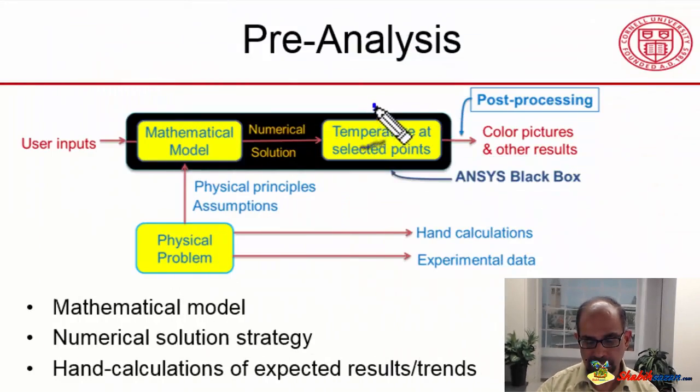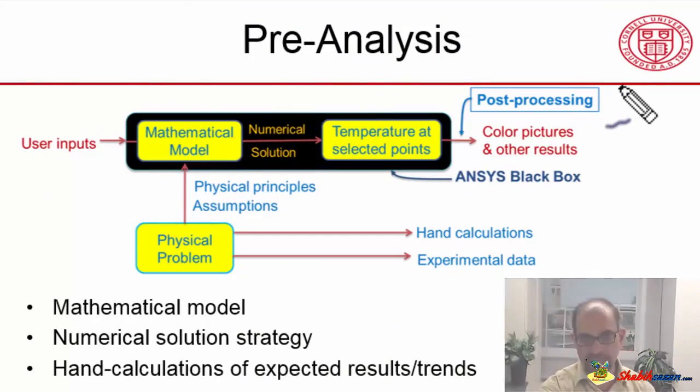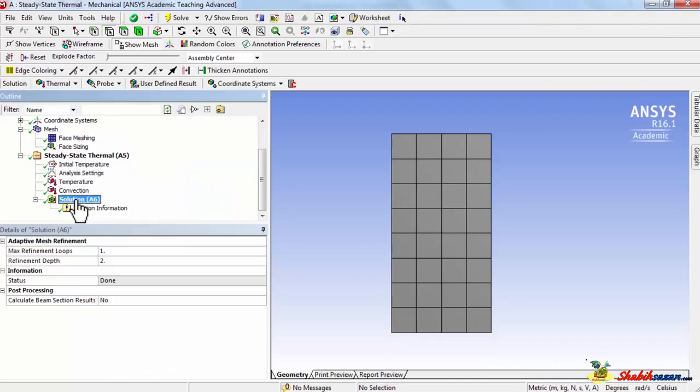Now that we have the temperature at the selected points from the numerical solution, let's move on to post-processing. So I'll go to Mechanical. Before I do the post-processing, I wanted to show you that you can actually check what element type was used.